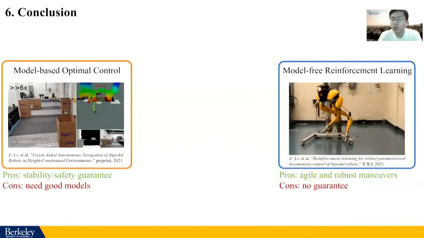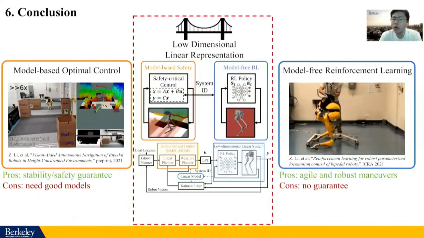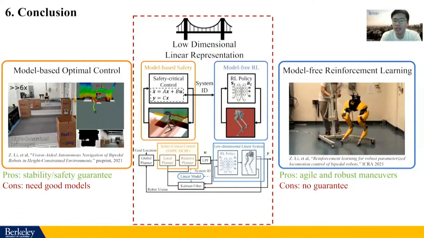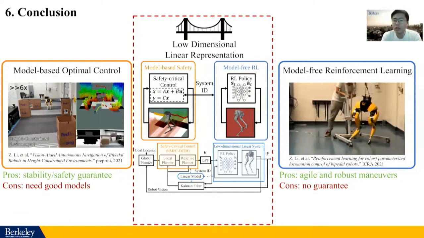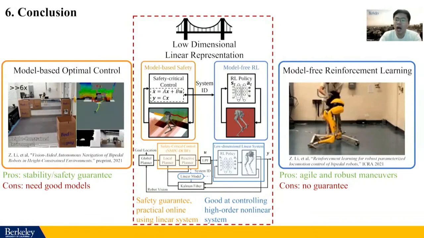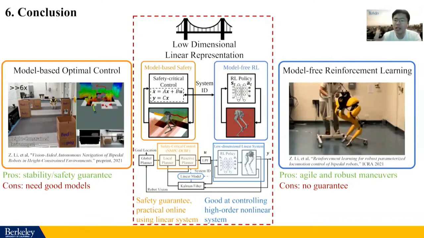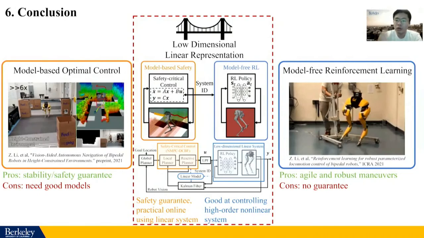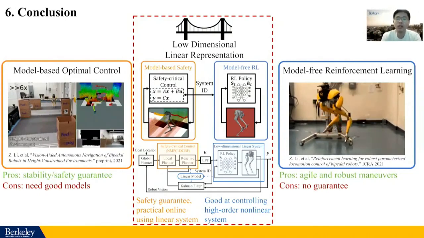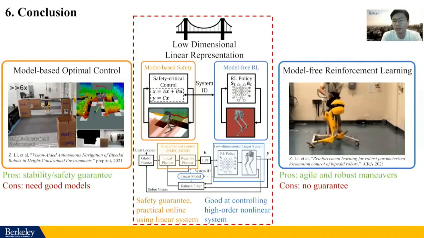So in conclusion, we propose a new direction to bridge the model-based optimal control and the model-free reinforcement learning by looking at the closed-loop dynamics controlled by the RL policy. This can combine the advantages of both sides. We let RL wrap up the high-order nonlinear dynamics, and it can give us a linear model. And we can use model-based methods to provide safety guarantee on top of it. And it can be more practical to use because we have a linear model.